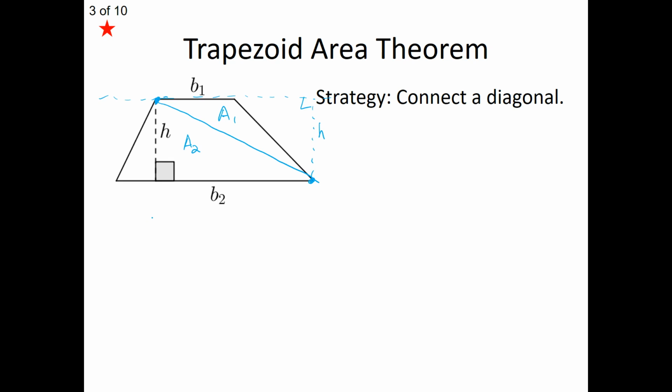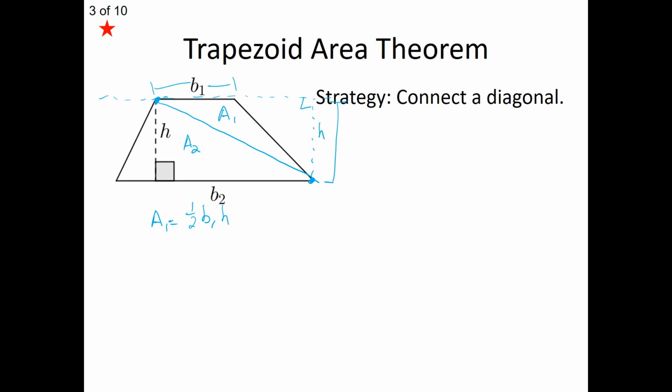So let's take a look at the area of A sub 1, that top triangle there. Look at the base. The base is this length here, B sub 1. Look at its height. It's H. So we can calculate, in terms of base sub 1 and height, the area formula of that triangle, A sub 1. It looks like this: 1/2 base sub 1 times the height.